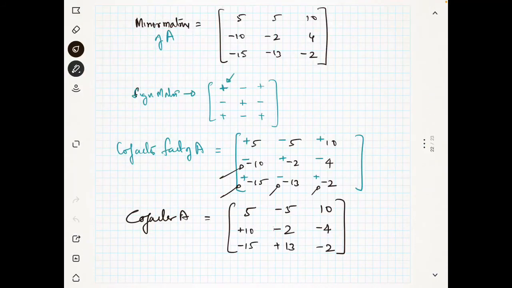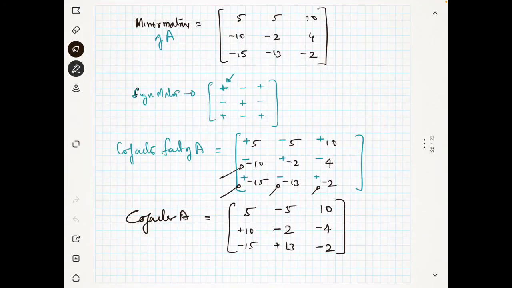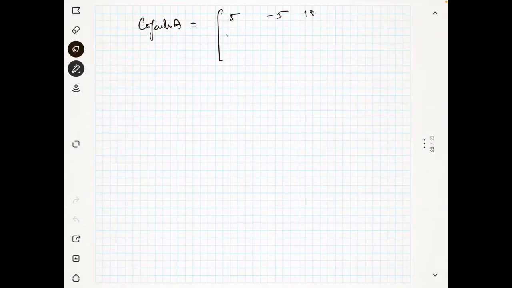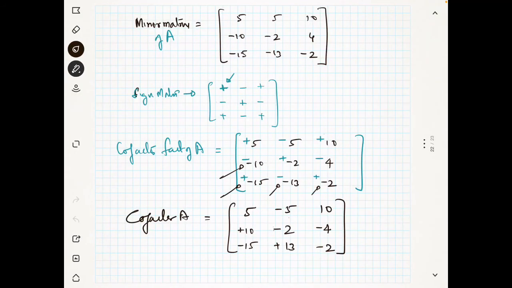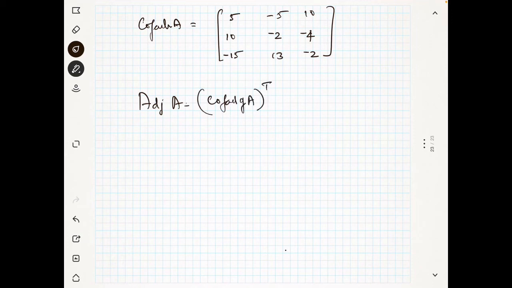Now I will rewrite this cofactor of A as, you see here, 5 minus 5 and 10. Then 10 minus 2 minus 4. Then minus 15, 13, minus 2. Now I will find the adjoint of A, which is nothing but the transpose of the cofactor of A. I will take the transpose of this.